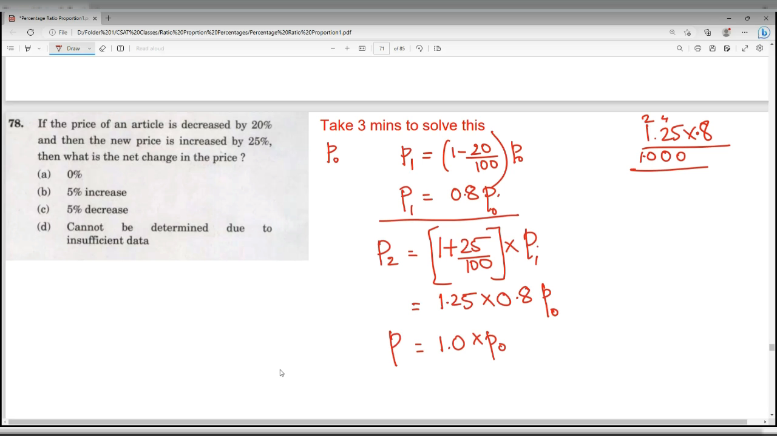So P2 is equal to nothing but P0. So there is no change in the net price. If you are decreasing by 20% and then increasing by 25%, finally it would come back to P0 itself. So the correct answer is option A, 0%. I hope you have got this. If you have any doubts, please ask.